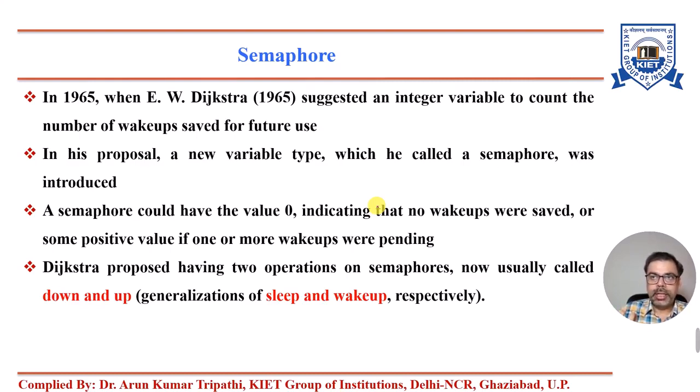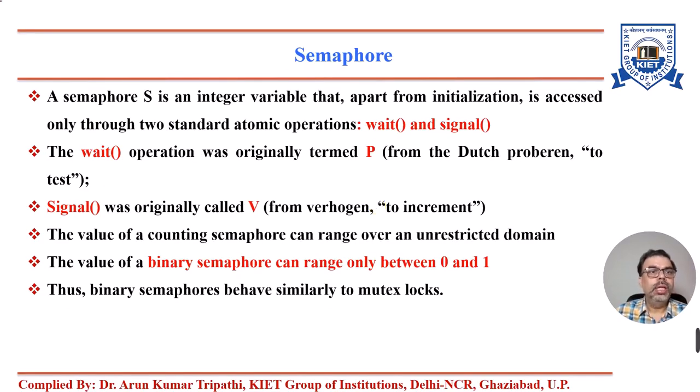Especially, 0 and 1 is the special case of semaphore that is known as the binary semaphore. In general, a semaphore can have any positive value, that means 0 to any natural number. But in case of a binary semaphore, it will have only two values, either 0 or 1. The semaphore S is an integer variable.